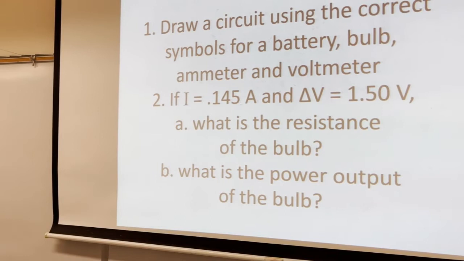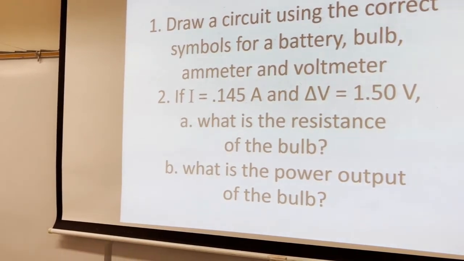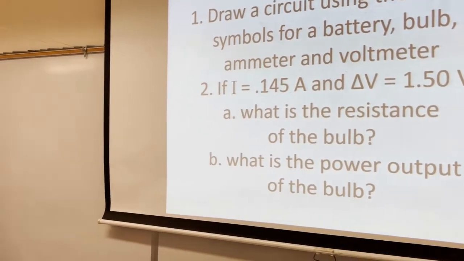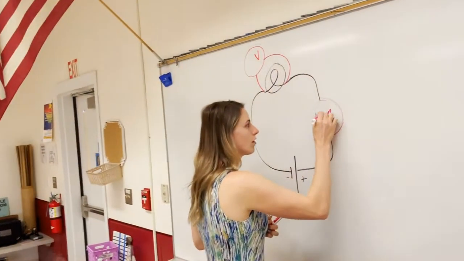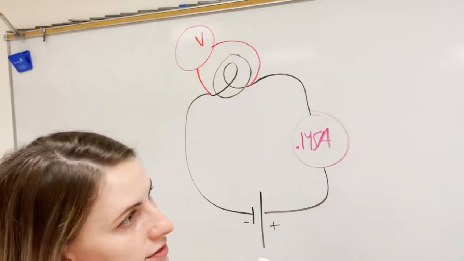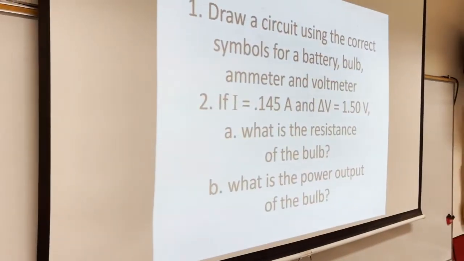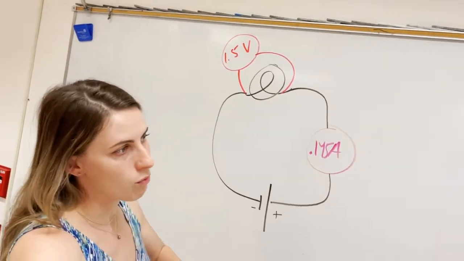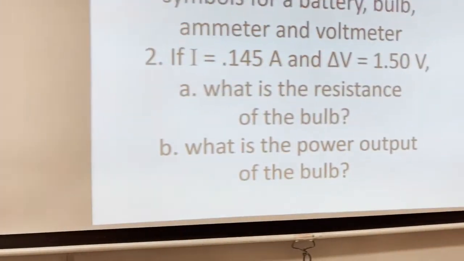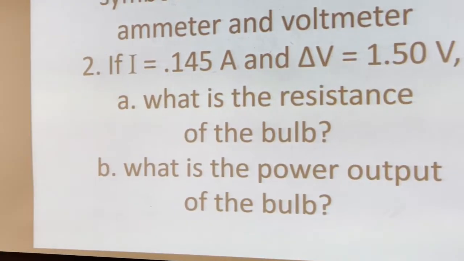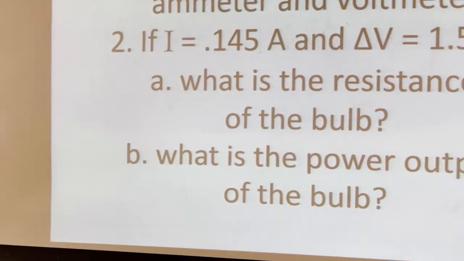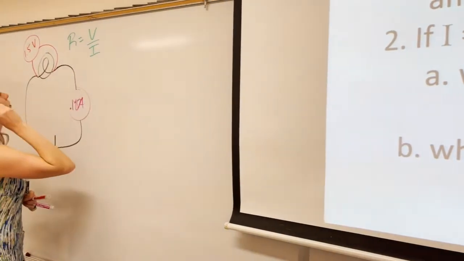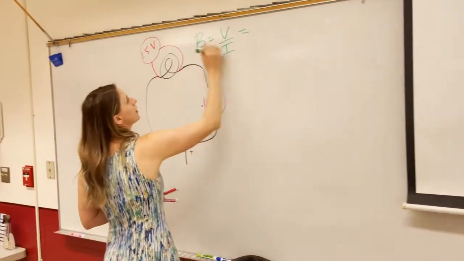Okay, so if the current is 0.145 amperes, and the delta V is 1.5 volts, so the potential difference is 1.5 volts, what is the resistance of the bulb? Okay, so it wants to know the resistance of the bulb. That's Ohm's law. Okay, so we want to know the resistance. Resistance was volts over current, right? Okay, so we have our voltage right here, which is 1.5.